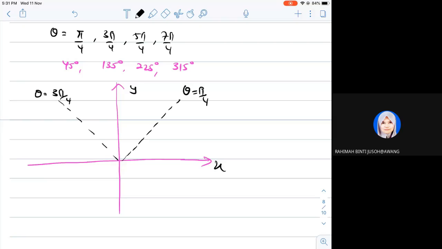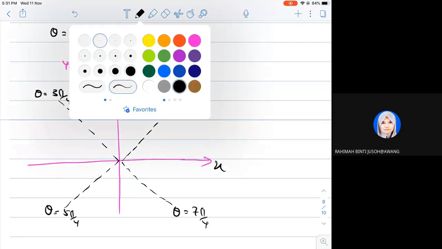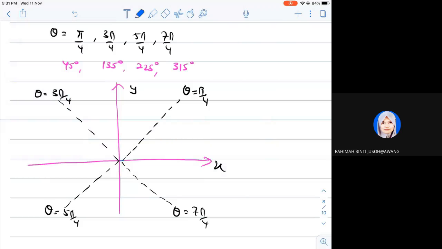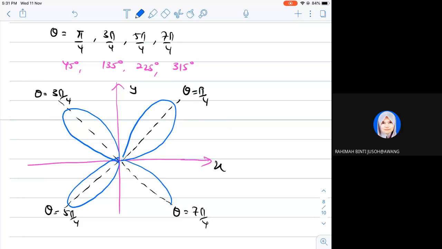Okay, 5 pi over 4 is equivalent to 225 degrees, which is located in the third quadrant. So it is located near here. Theta equals 5 pi over 4. And then the fourth angle should be located in the fourth quadrant. So here, theta equals 7 pi over 4. So these are the positions of the petals. This is where the positions of our petals are. Okay, so first petal here. Okay, the second petal should be here. Third petal here and fourth petal here.